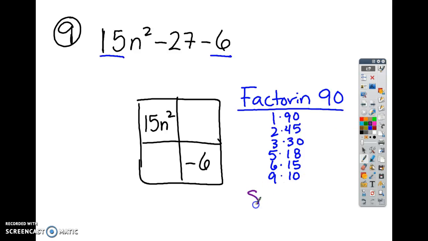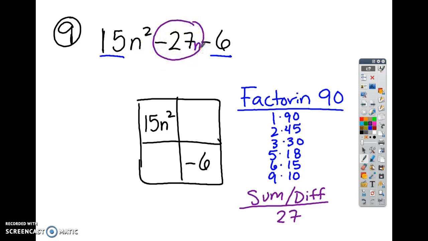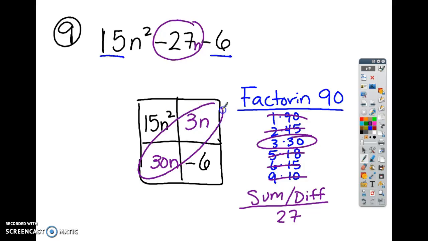Which one of those gives you a sum or a difference of the middle term, which is 27n? We get it from the middle term. I forgot the n right there. So that would be 3 and 30 if you subtract them. So I would put 3n in one of the boxes, and 30n in the other box. And then you think about how you can make these two terms give you a negative 27n. That would be if you make the 30 a negative and the 3 a positive.